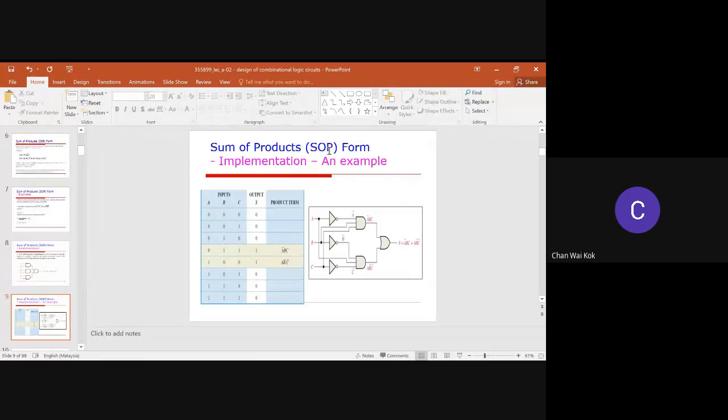So let's say you have a sum of product in this truth table. The output is this one. So you can see 0, 1, 1 is A bar times B times C. 1, 0, 0 is A times B bar times C bar. Okay, then you draw the circuit. So this is what the circuit looks like. So this is sum of product.